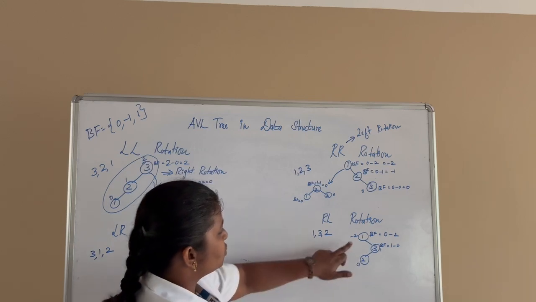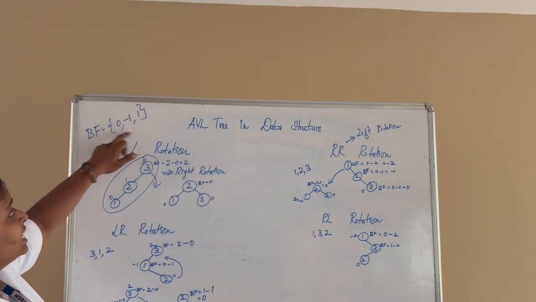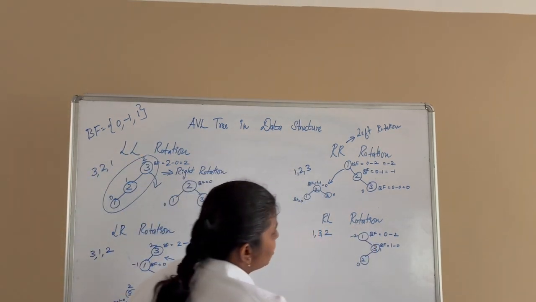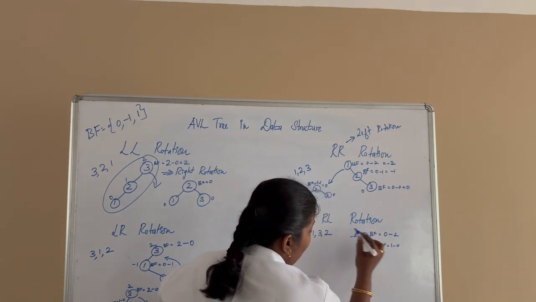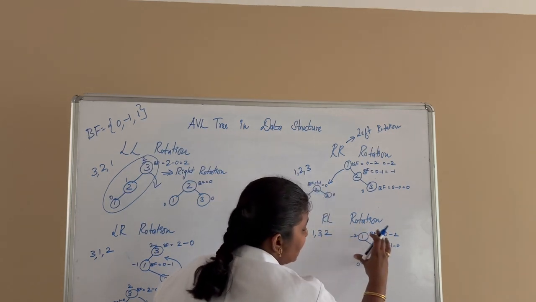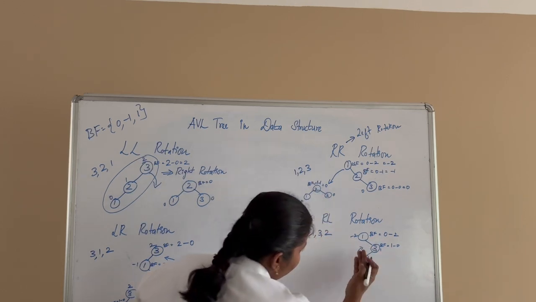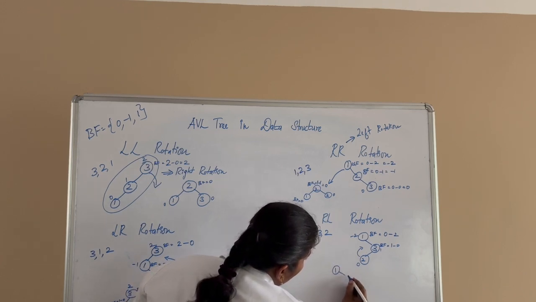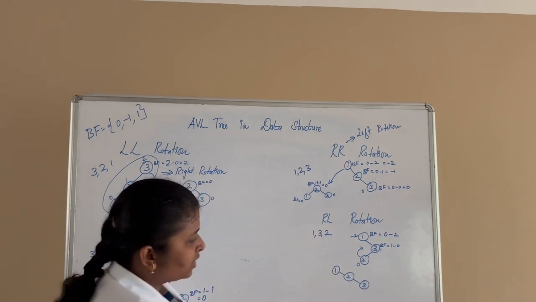So minus 2 is not within the balance factor range of 0, minus 1 and 1. It is not within this range, so we have to perform the RL rotation. So what is the RL rotation? We have to perform the RL rotation to make this tree a balanced one. So first we perform the right rotation. After performing the right rotation, the tree will be like 1, 2 and 3. It is like a right skewed tree.